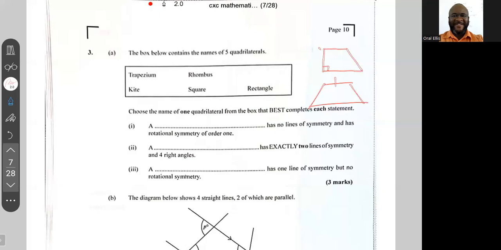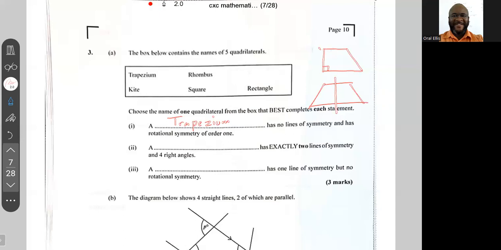Now, the isosceles trapezium would have a line of symmetry. If you fold along that line, the shape would fold exactly onto itself. But the trapezium above has no line of symmetry. So since they didn't say isosceles trapezium, I'm going to go with trapezium here. So a trapezium has no line of symmetry and it has a rotational symmetry of order 1.